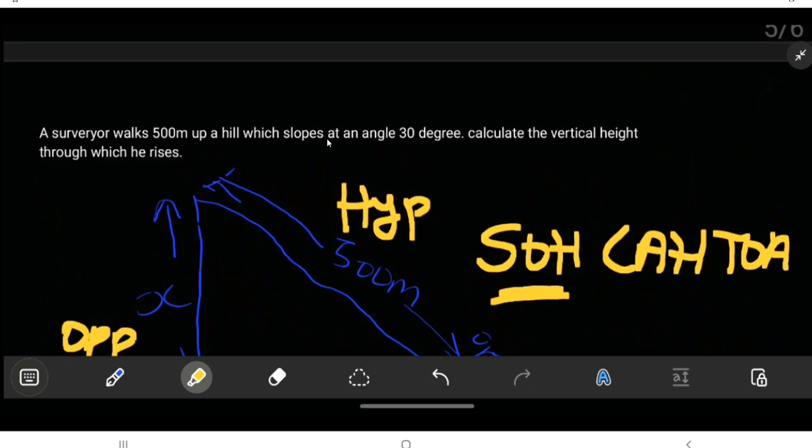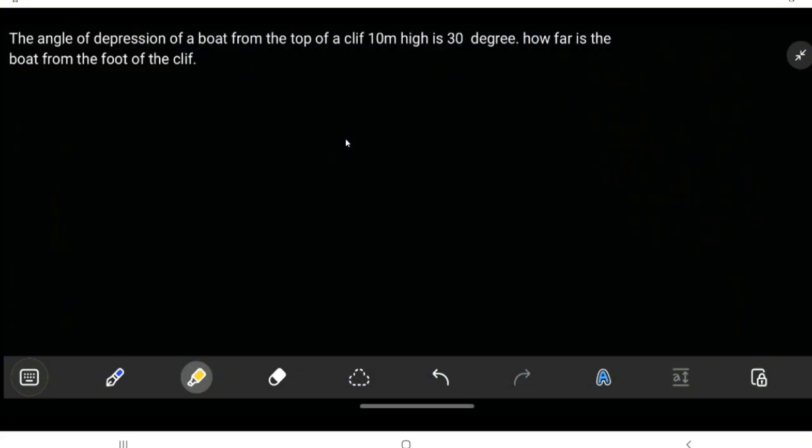Okay. Now what? Let's try one more question before we close for the day. Alright, so here's another one. It says the angle of depression of a boat from the top of a cliff 10 meter high is 30 degrees. How far is the boat from the foot of the cliff?